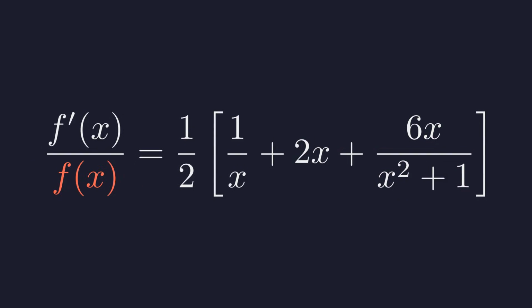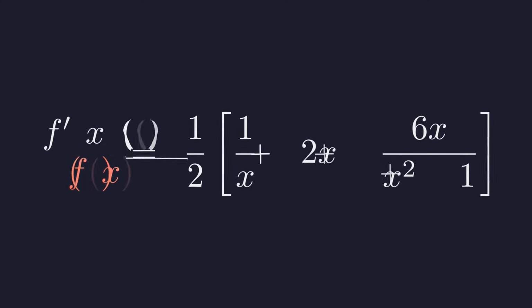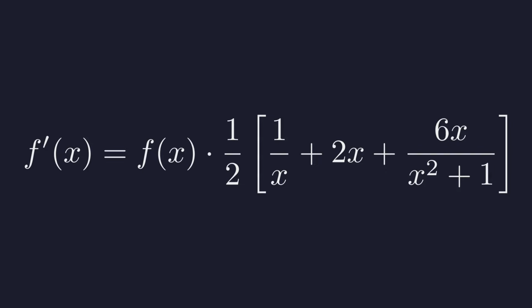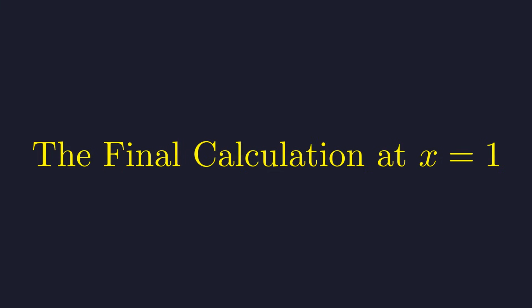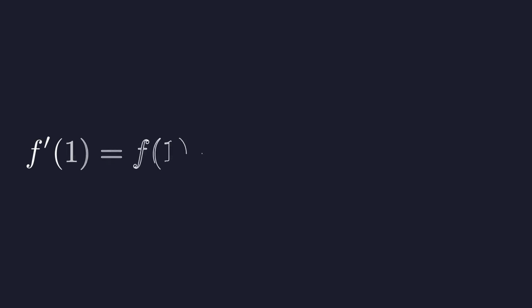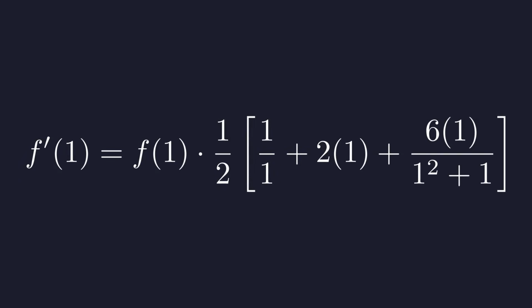To isolate f prime of x, multiply both sides by f of x. There's our derivative. That's the general formula. Now for the moment of truth. Plug in x equals 1. Substitute 1 everywhere. Now we need 2 things, f of 1 and the value inside those brackets. Let's find f of 1 first. Back to the original function.